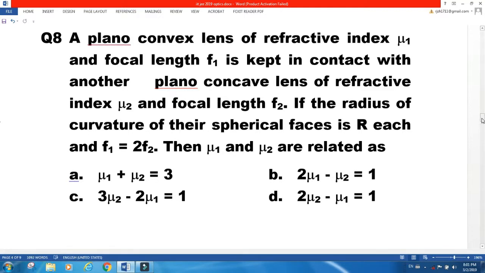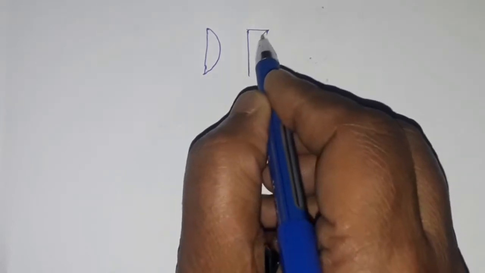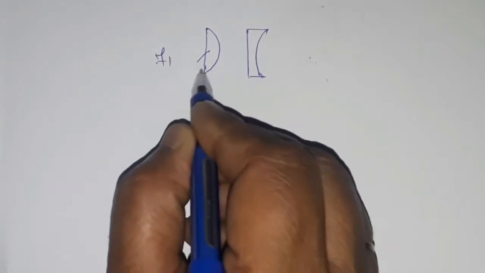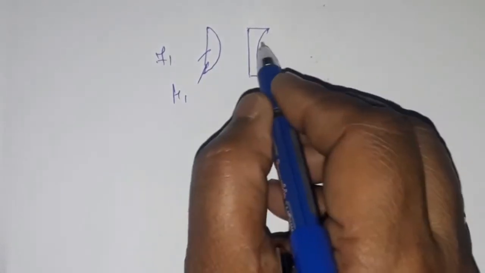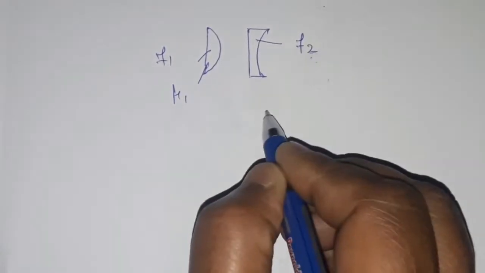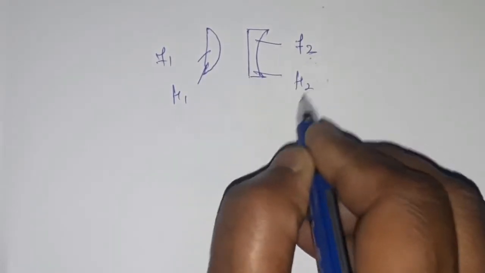Next question. Here a plano convex lens is given, that is of refractive index mu1 and focal length f1. This is plano convex lens, and a plano concave lens. This has focal length f1 and refractive index mu1, and this is focal length f2 and refractive index is mu2.